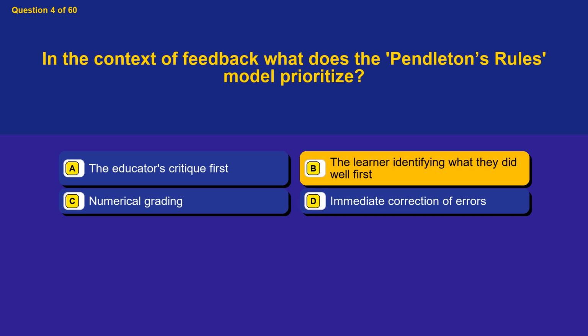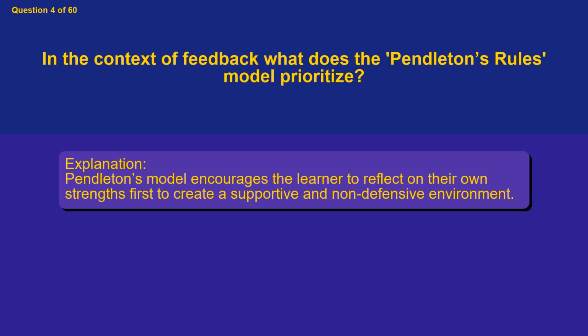The correct answer is option B, the learner identifying what they did well first. Pendleton's model encourages the learner to reflect on their own strengths first to create a supportive and non-defensive environment.